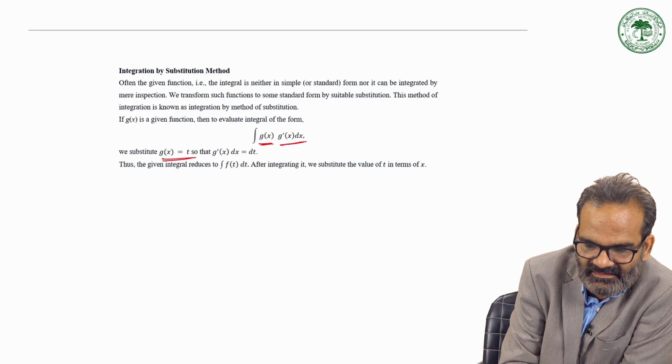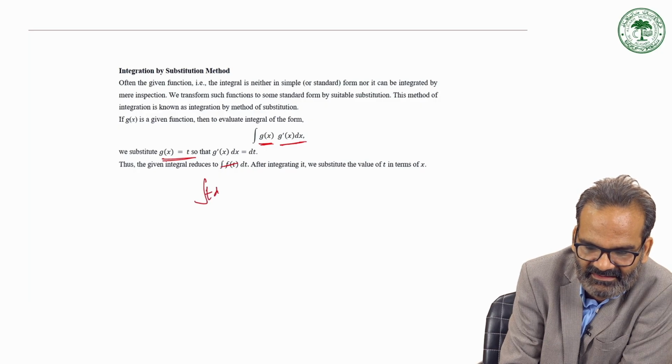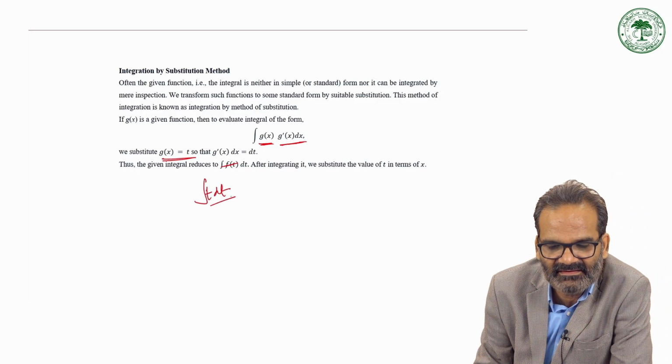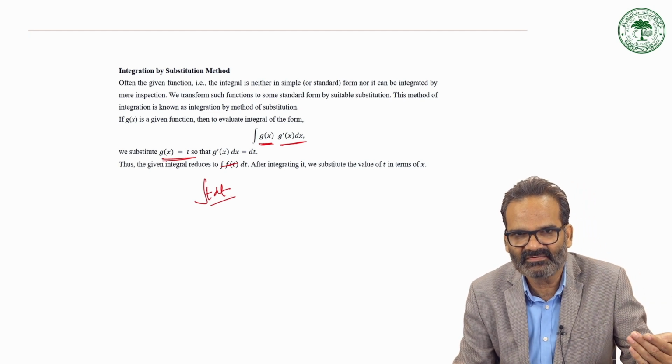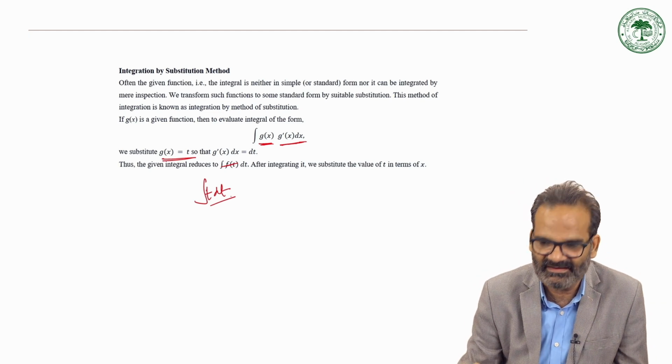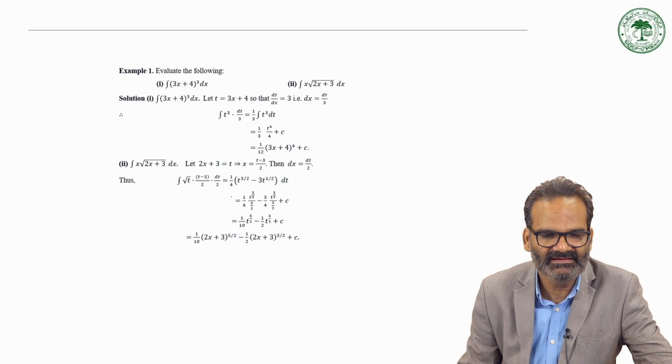So this function will reduce to, if g(x) is t, then g'(x) dx is dt. So this will transform to t dt, and then we can integrate it, right? The variable x dx has been substituted by the new variable, that is t dt. Let us take some example, you will understand it very easily.